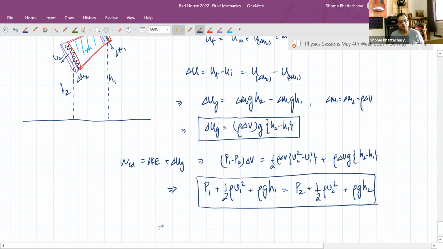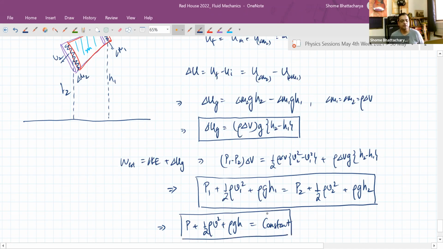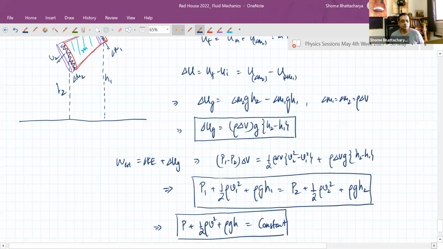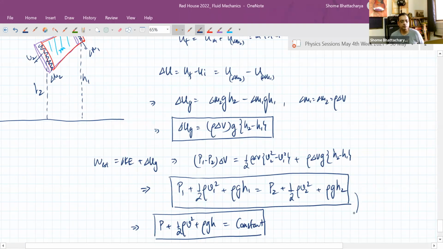So another way of expressing this, that the sum of the pressure, half rho v square, and rho gh will be a constant for all points in a streamlined flow. This is another way of expressing the same. Okay. So whichever way we choose to express it, this is called Bernoulli's equation.